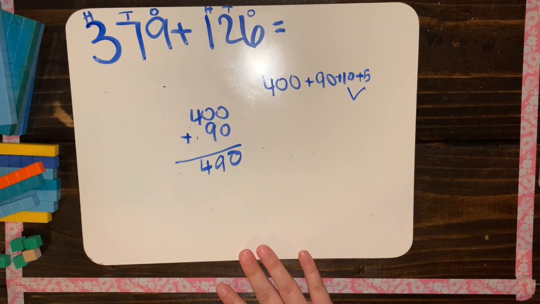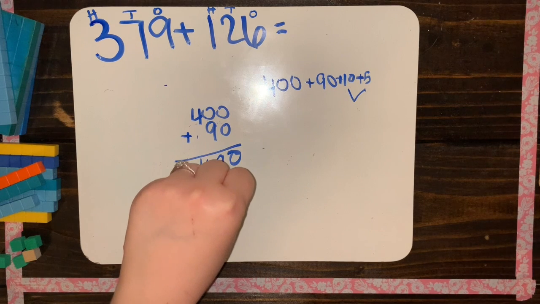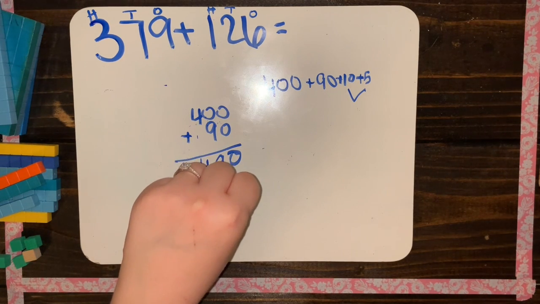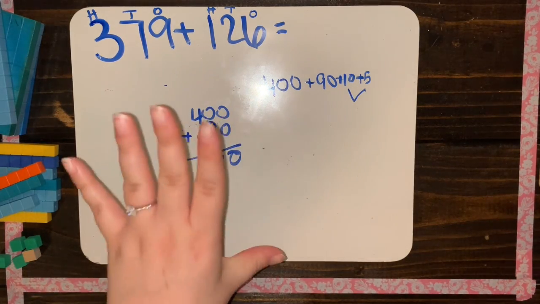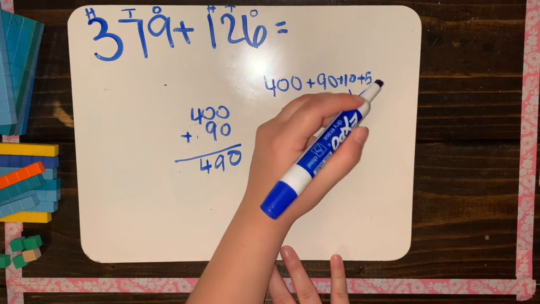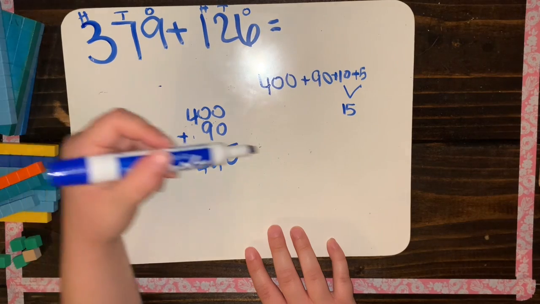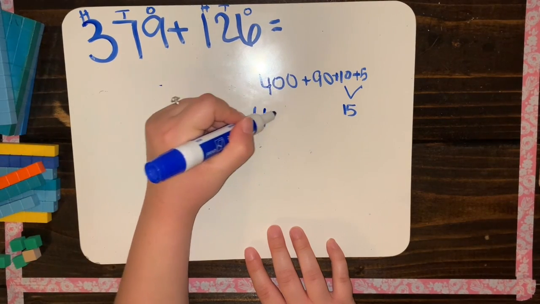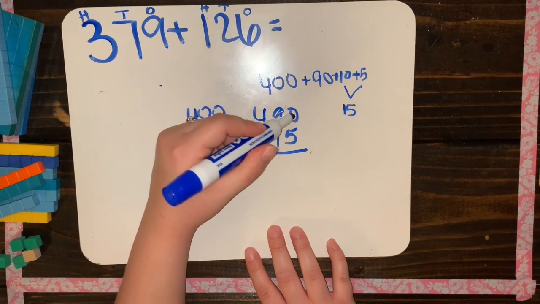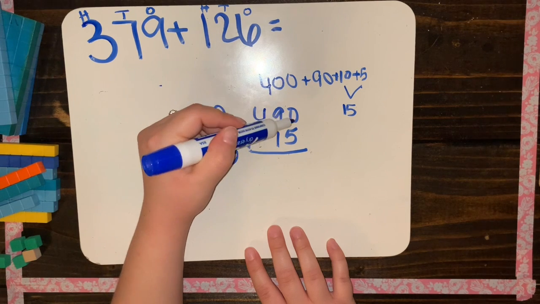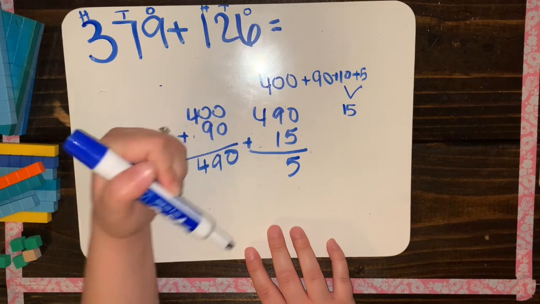If I know that I can catch my 10 and add 5, I can go ahead and count up. So catch my 10, 11, 12, 13, 14, 15. So 10 plus 5 is 15. Now I can add 490 plus 15. So I'm going to write 490 plus 15. Line up my place value, my ones, my tens, and my hundreds. So 0 plus 5 is 5. 9 plus 1 is 10.